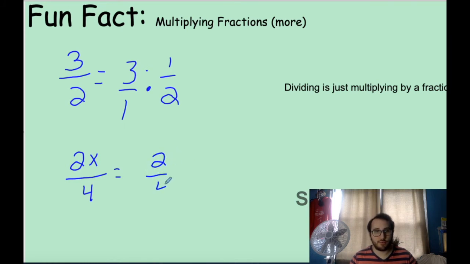So if I had something like this, it is the same thing as me doing this. 2 over 4 times x. Right? Think about it. This is still technically x over 1. 2 times x is 2x. 4 times 1 is 4. But I can even go further. And we already should know this because the operation between 2 and x is multiplication. 2 divided by 4, that can be reduced to 1/2.